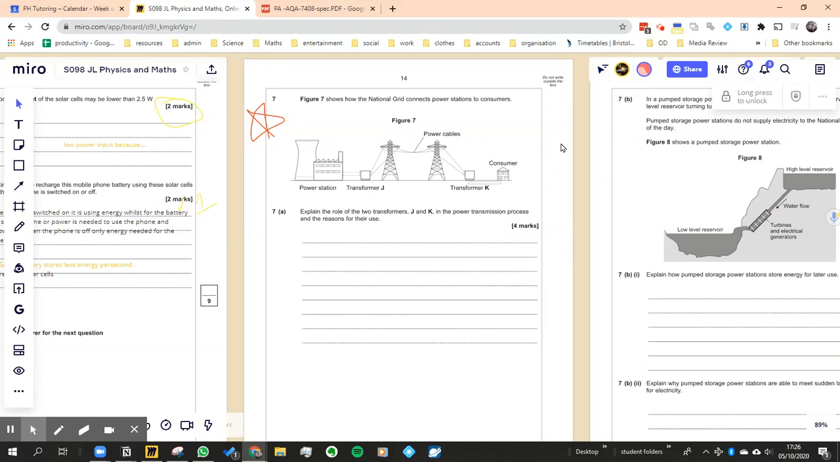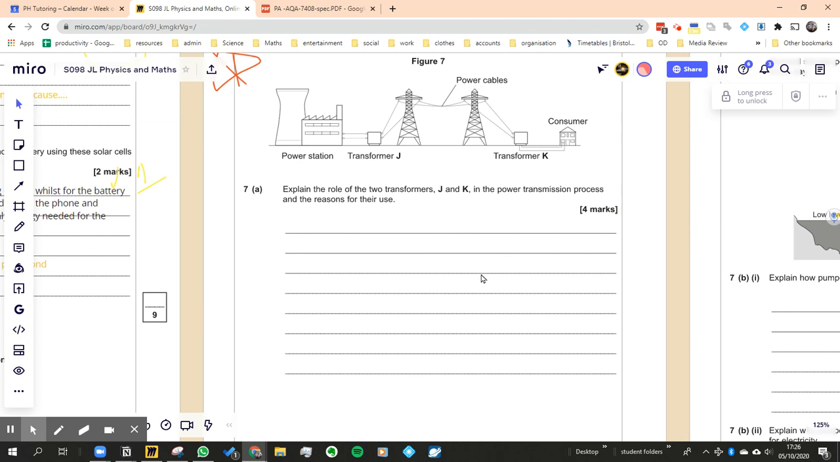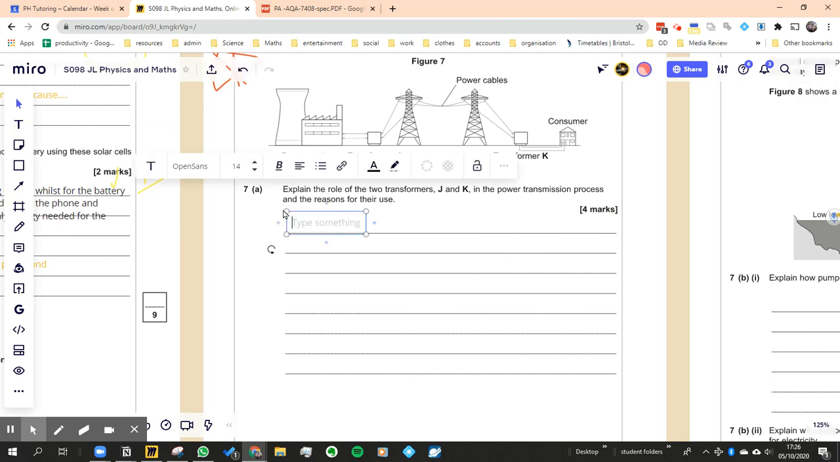So, yes, you're right that you can have step up and step down transformers. Let's just talk about those for a moment. Step up: what is it stepping up? It's stepping up the voltage. So just think voltage when you're thinking about stepping up or stepping down. Okay, so that's what they're doing.